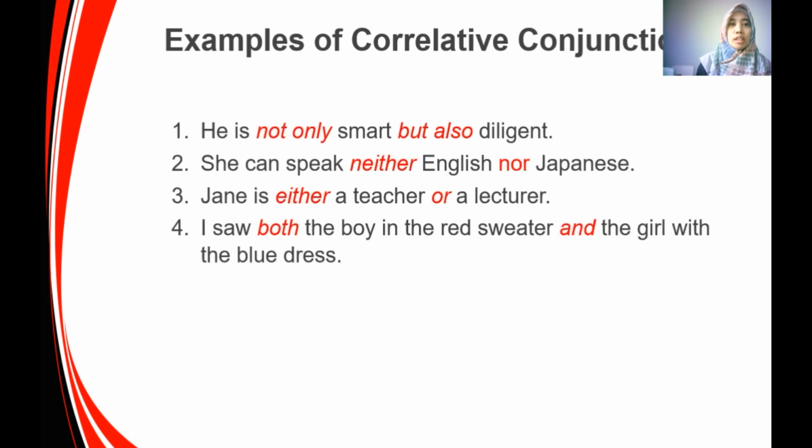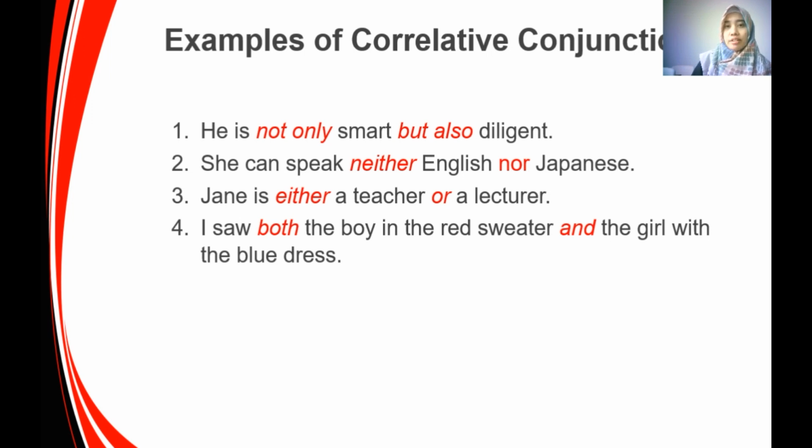Yes. Next one. Now we have the examples of correlative conjunction. Like what I mentioned before, correlative conjunctions consist of two parts, and they must always occur correlatively. For example, the first one, he is not only smart but also diligent. In this conjunction, we can see that it gives the addition meaning. Okay. The second one, she can speak neither English nor Japanese.